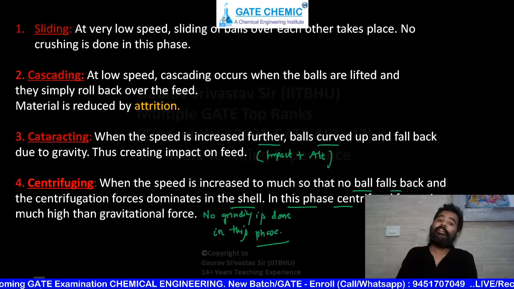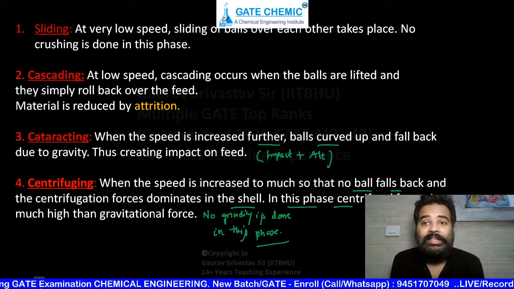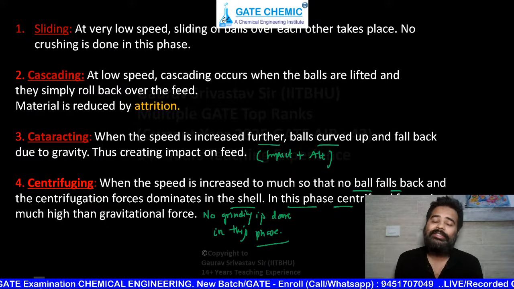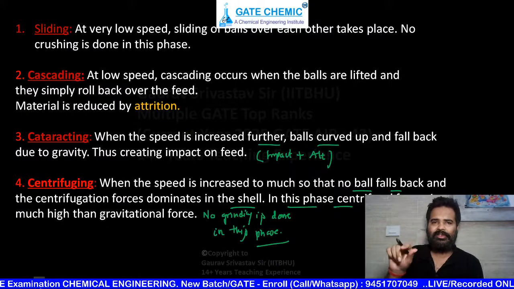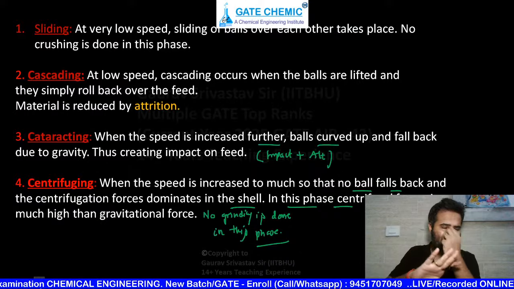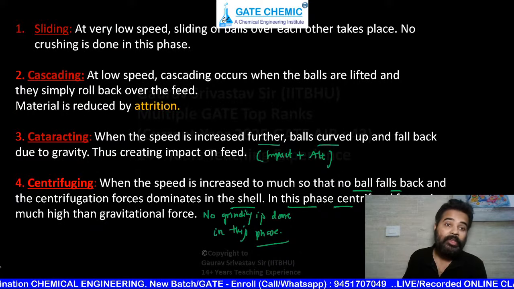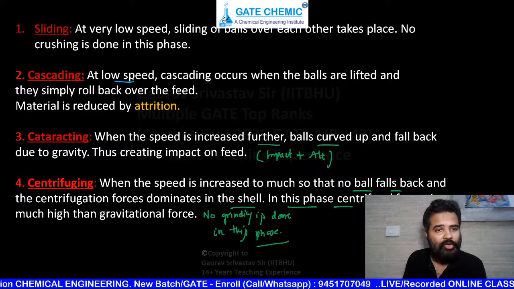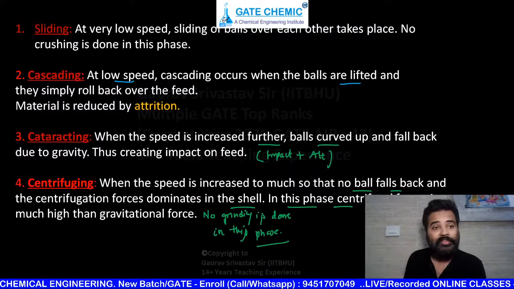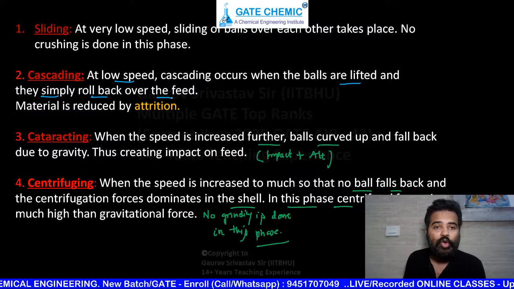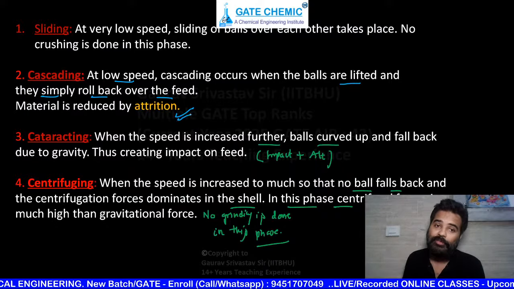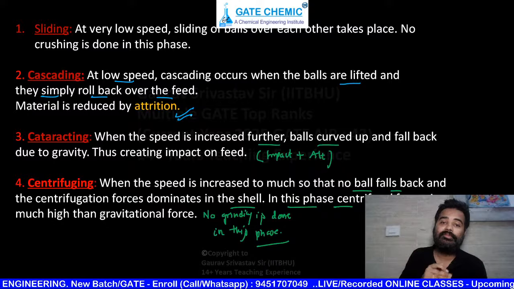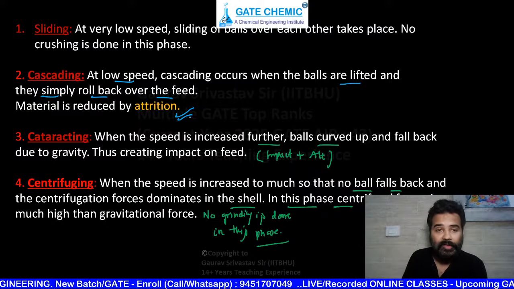So what is sliding at very low speed? Sliding of balls over each other takes place. No crushing is done in this phase. Just a little bit of sliding, rolling over. So here the side action is almost negligible. In cascading, it is still occurring at low speed. Cascading occurs when the balls are lifted and they simply roll back over the feet. Material size is reduced this time, but only by attrition, by rubbing.